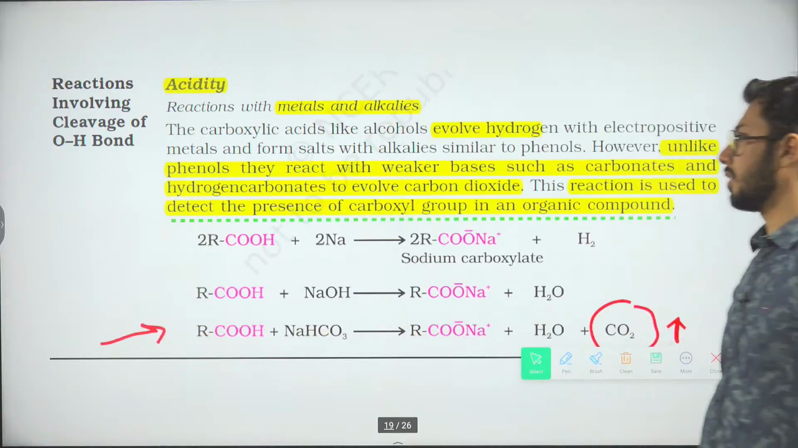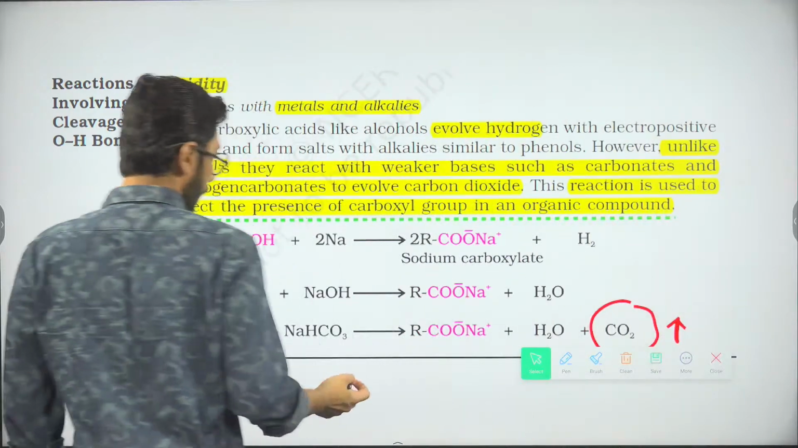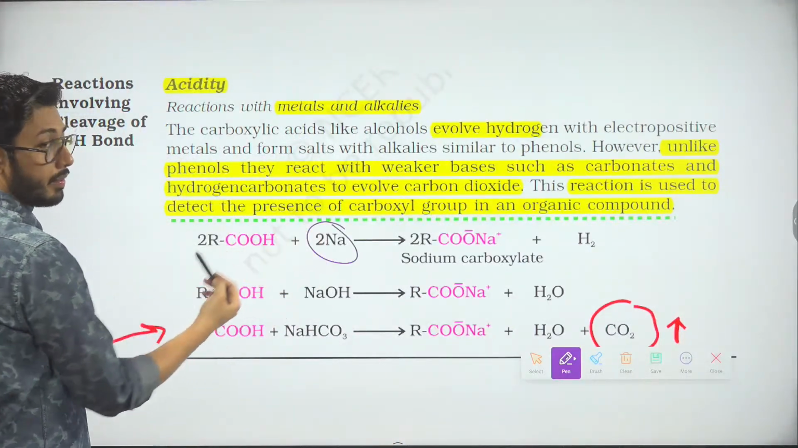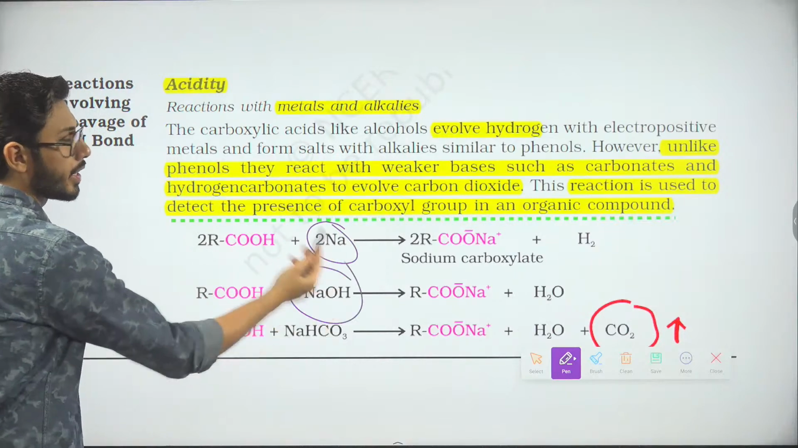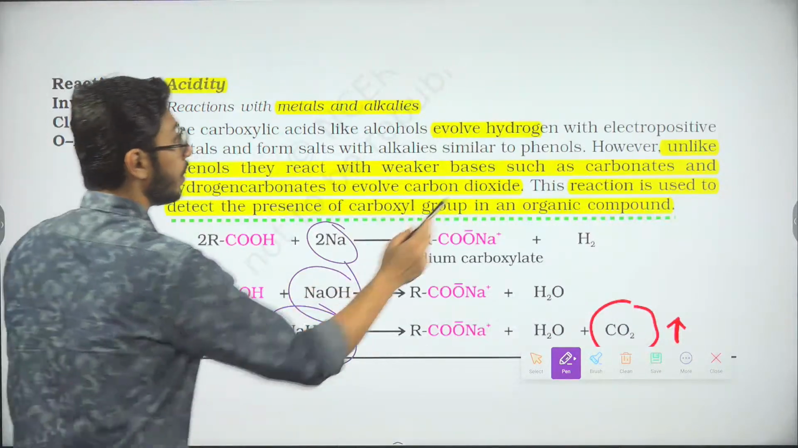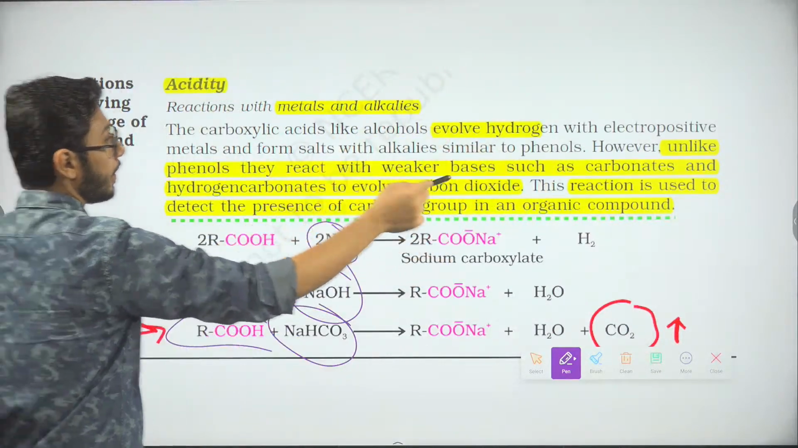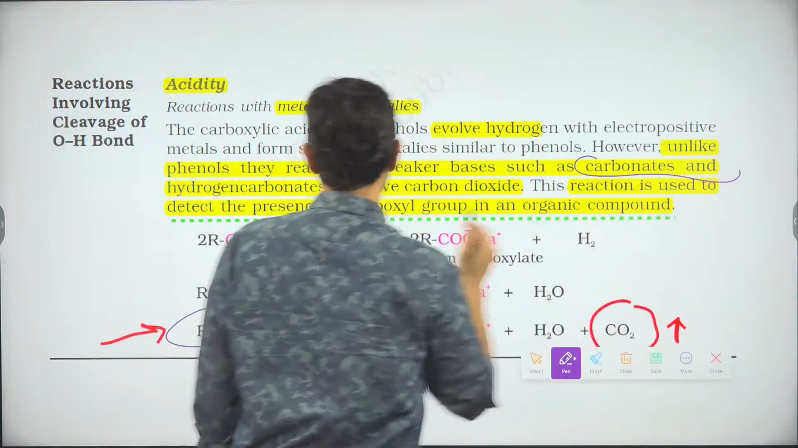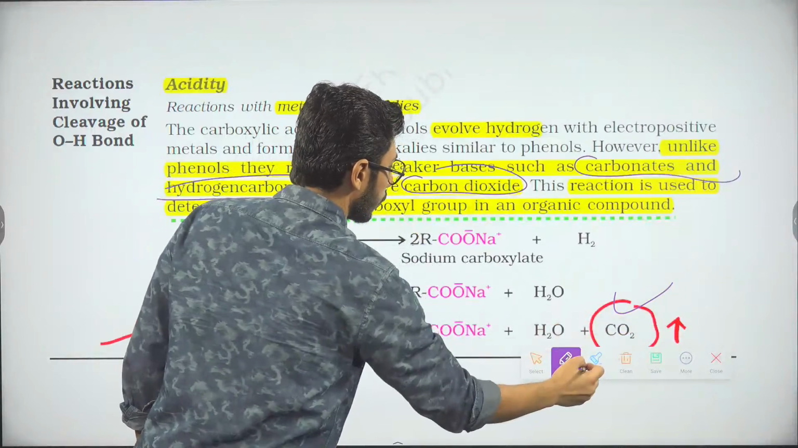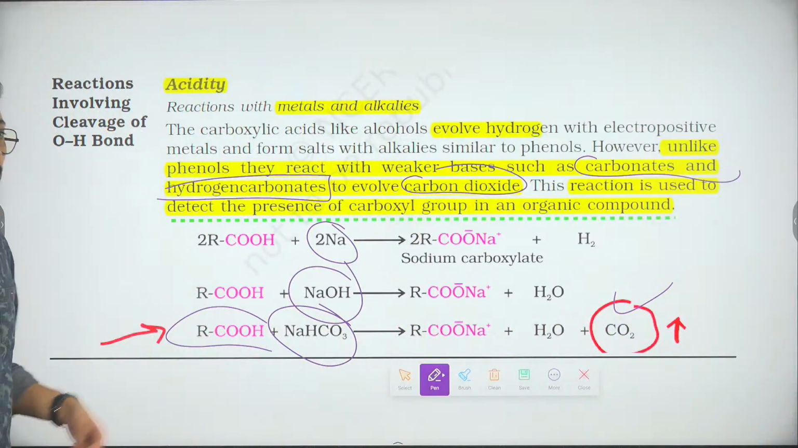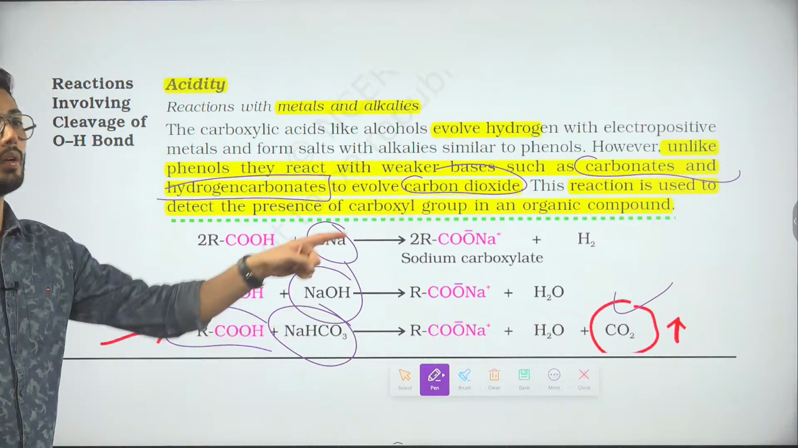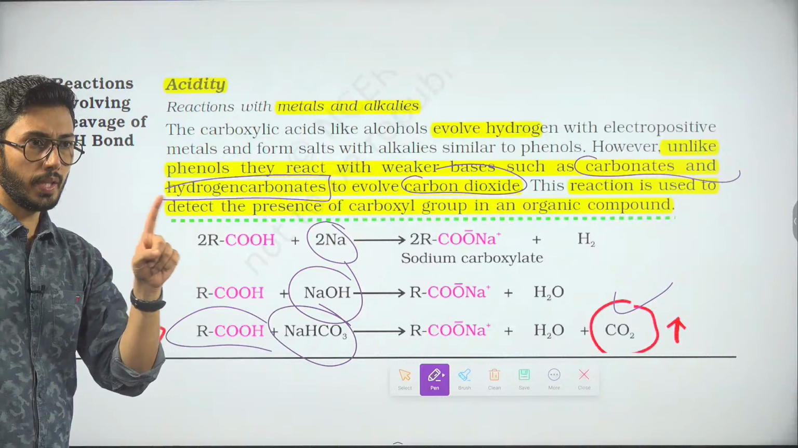Then in acidic nature, one point is relevant more, that is carboxylic acid reacts with sodium metal. Why? It has acidic hydrogen. It reacts with base. Why? It has acidic hydrogen. Important is sodium bicarbonate test. They react with carbonate and hydrogen carbonates to evolve which gas? CO2. That is the important point. Carboxylic acid will react with sodium bicarbonate. It will evolve CO2. Alcohol will not react.